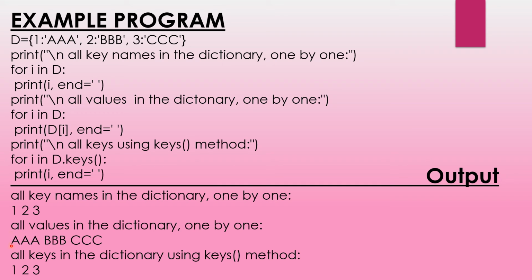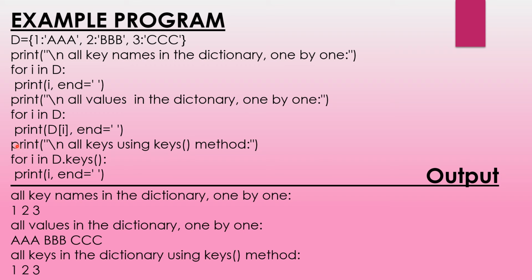So in the output you can see a is there, a is there, then a gap will be given. Then the value of i will change to 2. So what will be the value for key 2? It is bbb. So you can see in the output bbb. Similarly, then ccc, and a gap will be given.